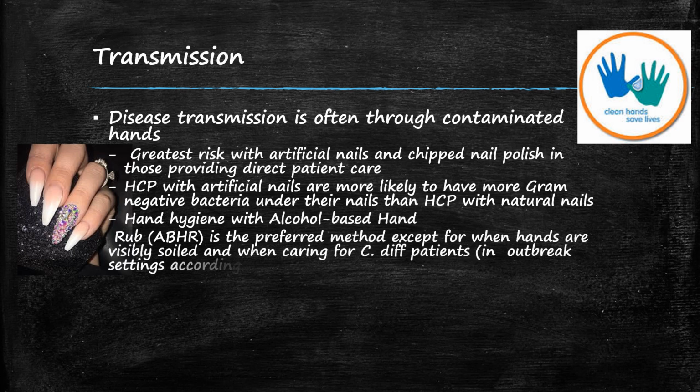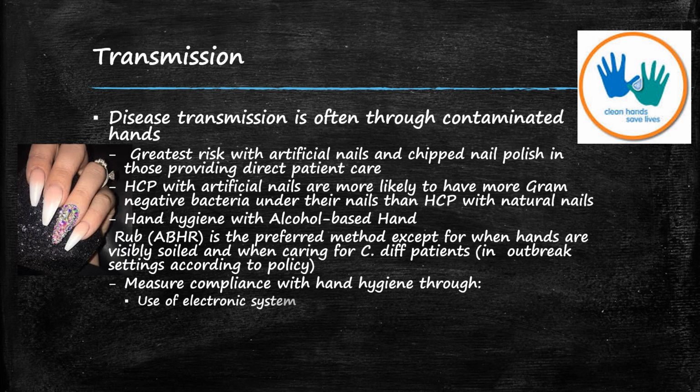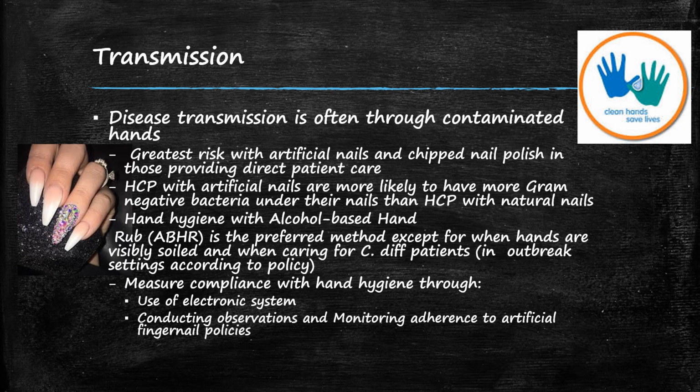And hand hygiene with alcohol-based hand rub is the preferred method, except for when handling C. diff patients, according to how your policy reads on that. We measure compliance through either the use of an electronic system or through conducting observations and monitoring adherence to the artificial nail policies that we have in place.